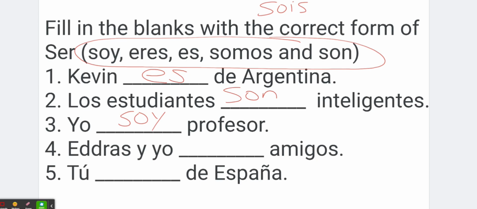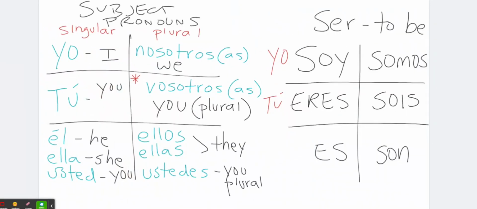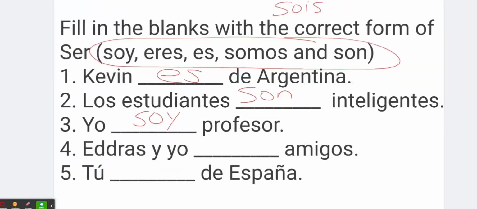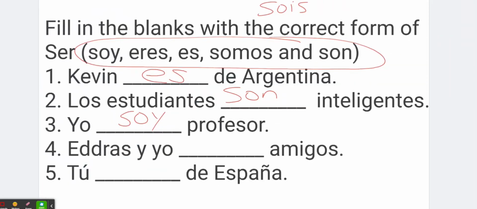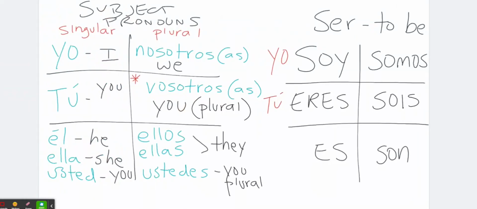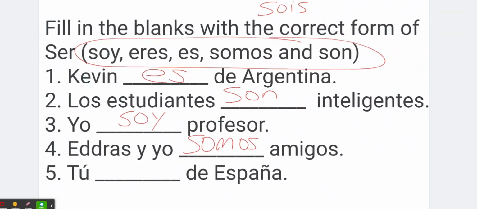So we got more than one person, right? So we know I have to use the information on the right-hand side over here. I'm not using vosotros, so I don't have to worry about that. So it's either going to be somos or it's going to be son. Since it's Edras and I, that's us, right? That's we. So I want to use this information right here. So this is my answer, somos. So if I want to say we are, I'm going to put somos in that blank. And then lastly, it says tú, and we know that tú on the chart is on the middle left-hand side, right? Tú goes with eres. It can't go with anything else. So eres, just like that.